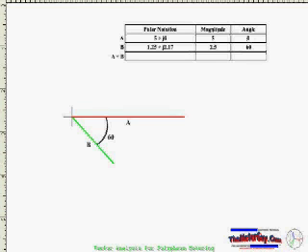Vector B can be described as 1.25 on the x-axis and 2.17 on the y-axis. And rectangular can be described as 2.5 in length at an angle of 60 degrees.